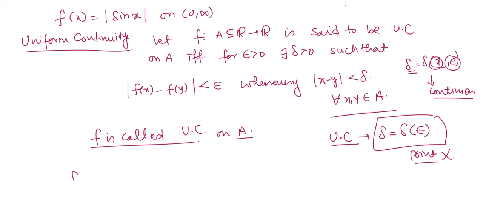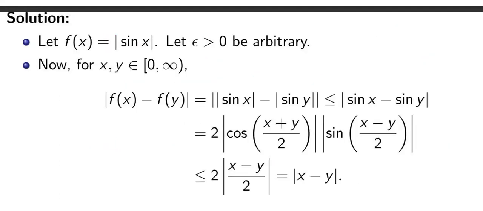So here we have a function. We have to check whether this modulus of sin x is uniformly continuous or not on 0 to infinity. So let's see its solution. Yes, here we have the function f, the absolute value of sin x, and let epsilon greater than 0 be arbitrary, and this is given.